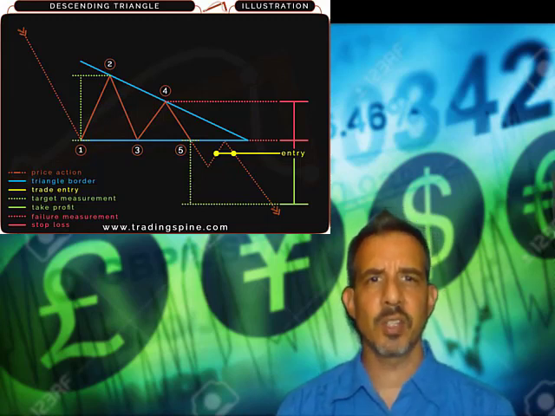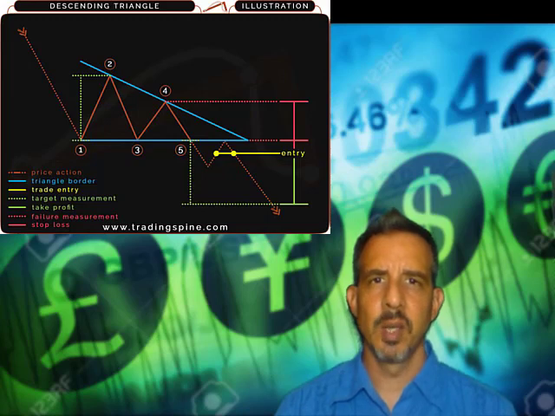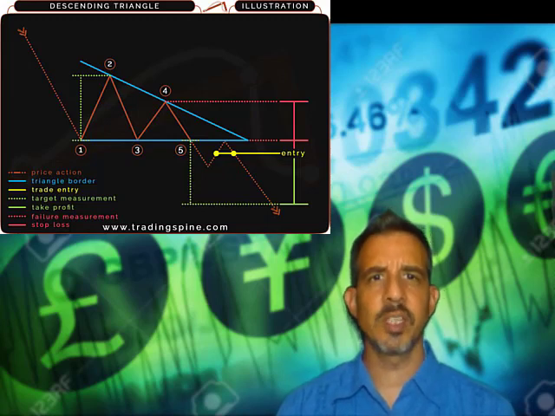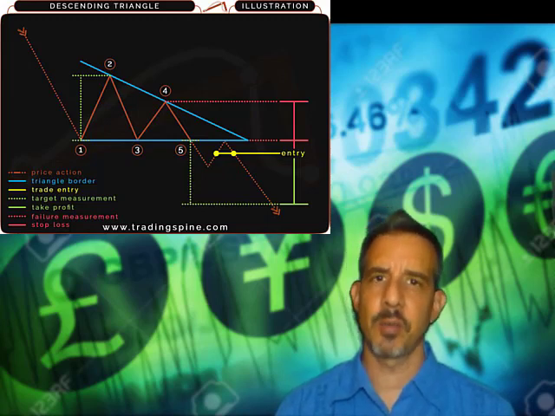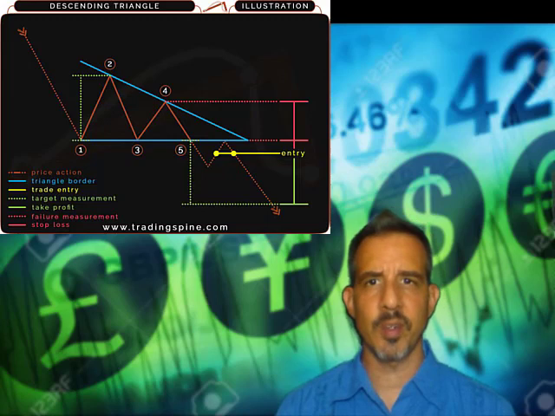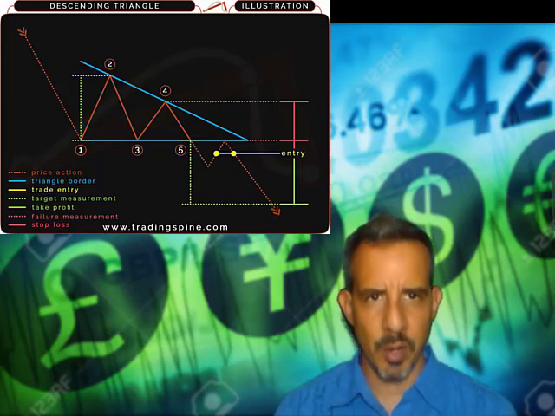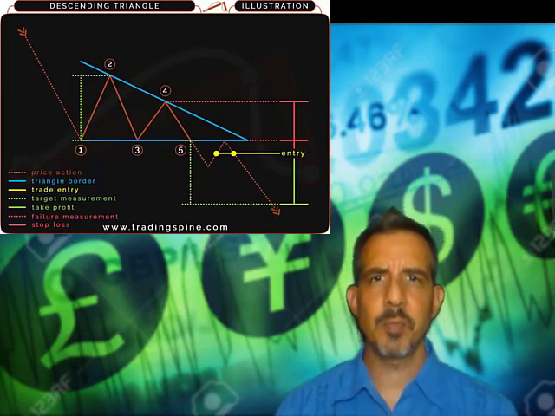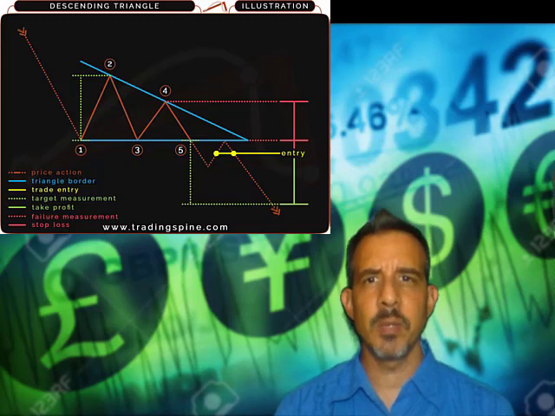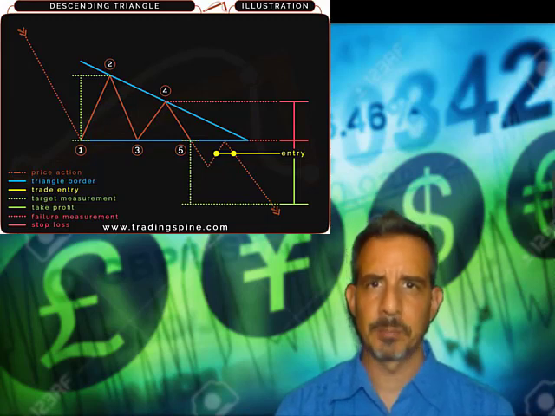The more common direction for the pattern is continuation, but that doesn't rule out the existence of reversal descending triangles. Volume usually decreases as the pattern is being formed and increases when breaking or retesting the triangle's lower border, number 5. This pattern is commonly found on medium and long-term time frames. Let's talk about trading the pattern.